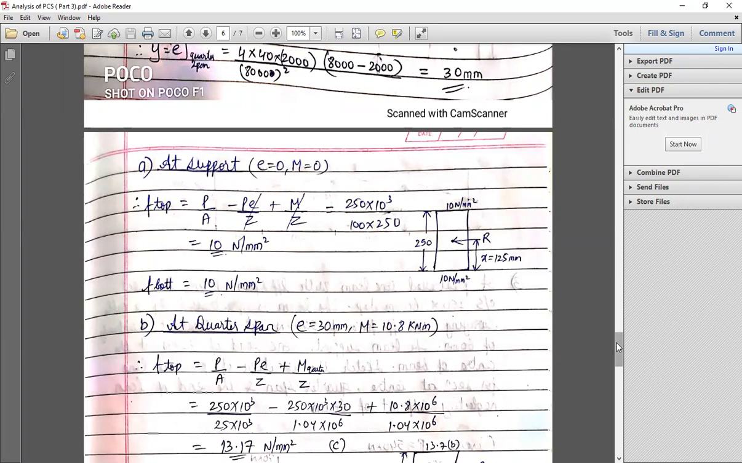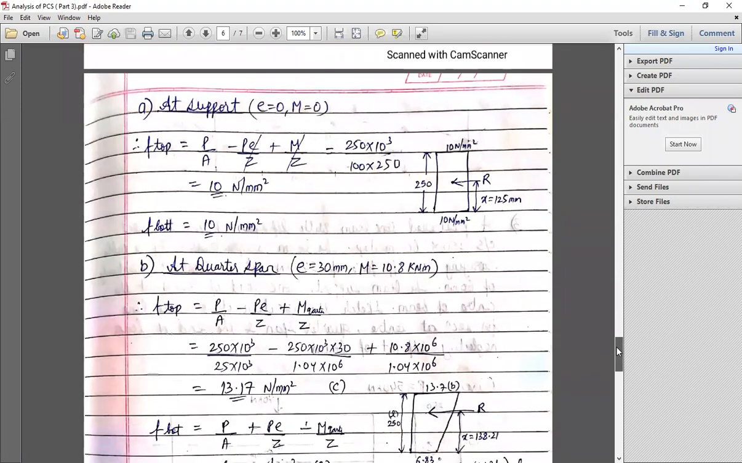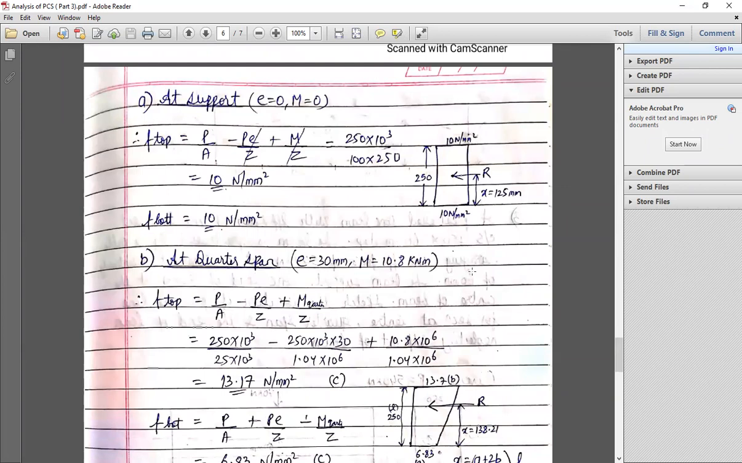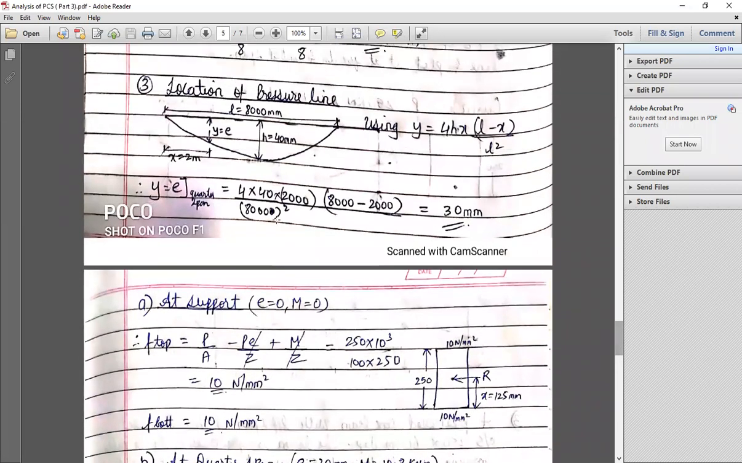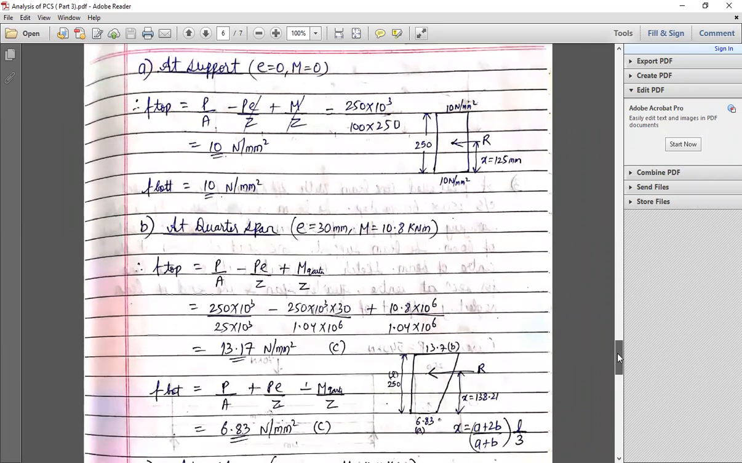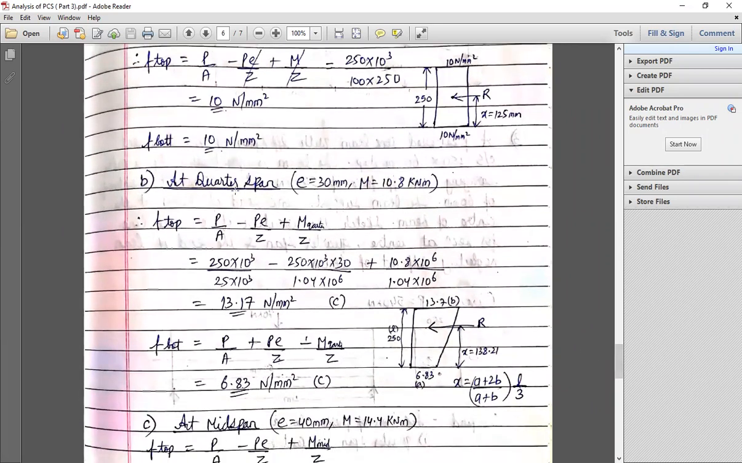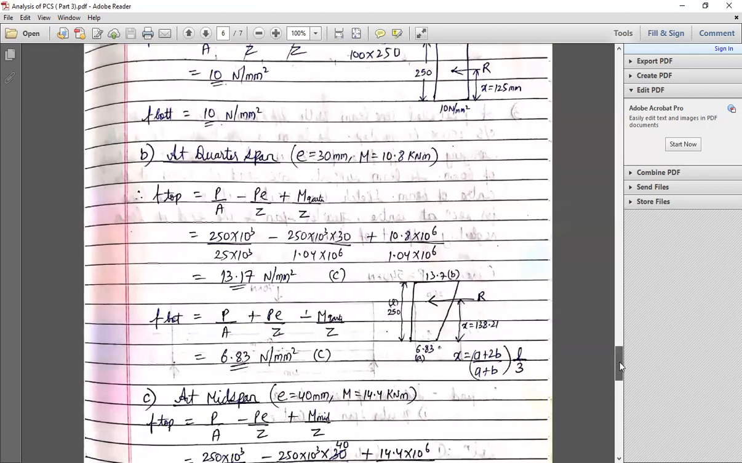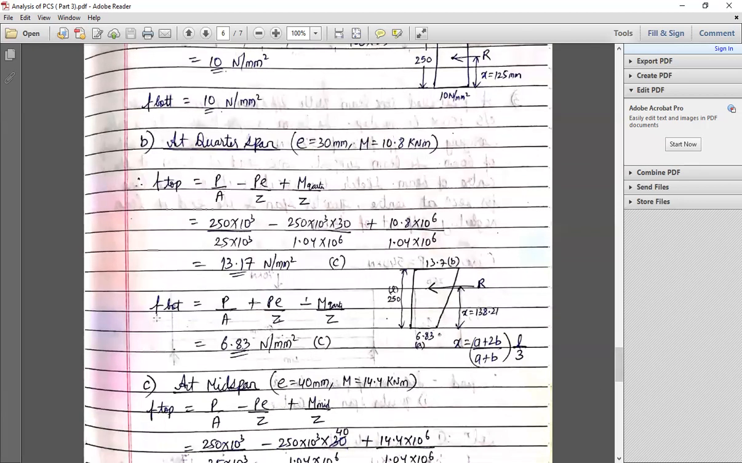Now let us find out the stress at the quarter span. At the quarter span देखो, at the quarter span how much is this, y is 30 and bending moment is 10.8, that means your e is 30. Now for the quarter span f top is given by this equation, bending moment at the quarter span. So this is coming out to be 13.17 and f bottom is coming out to be 6.83.